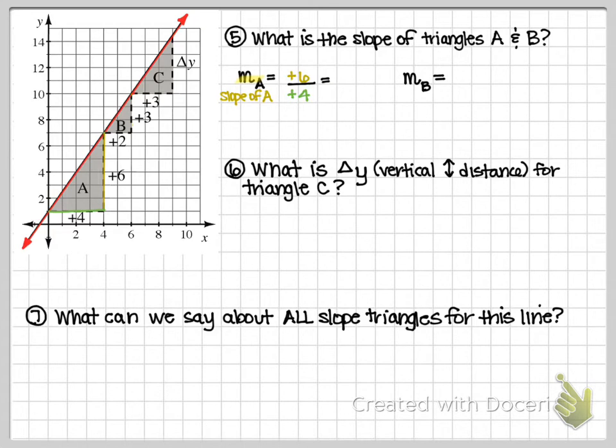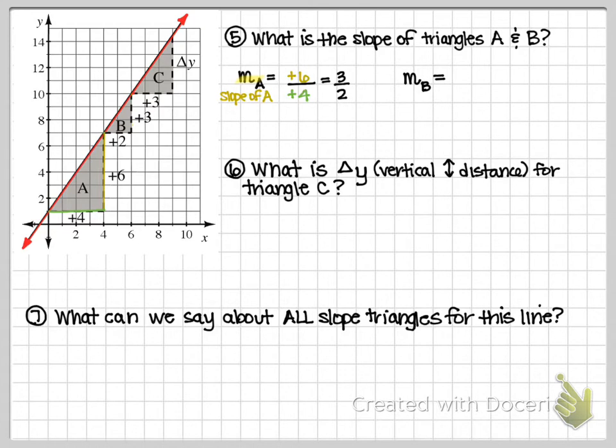Now at this point, we know a positive divided by a positive is a positive. We can simplify 6 over 4 though. 2 goes into both of those, so I think the slope for triangle A is 3 over 2.